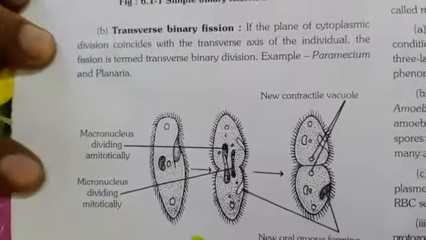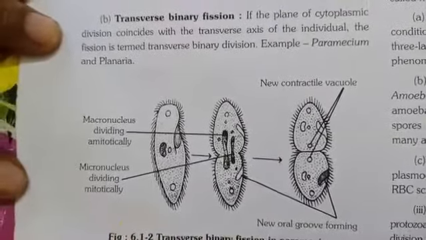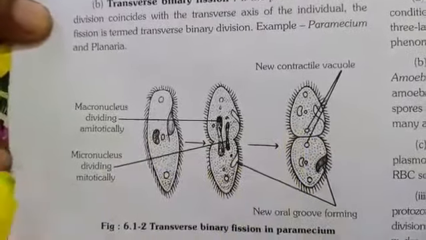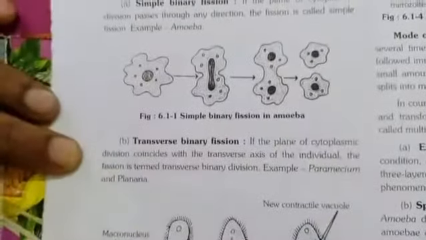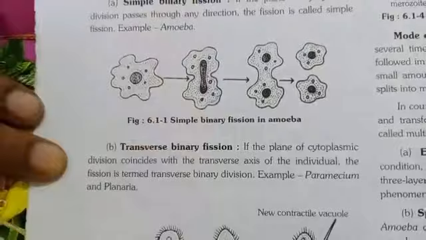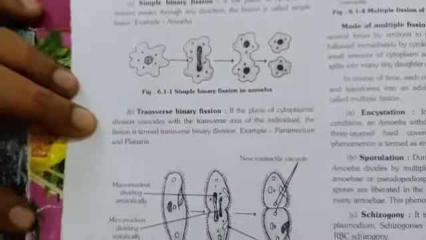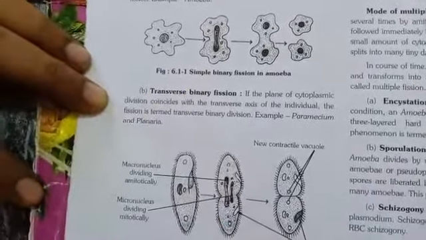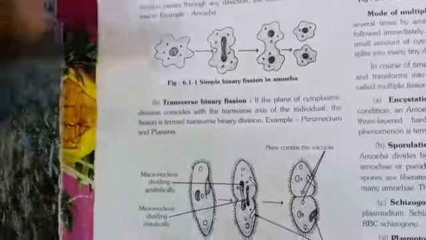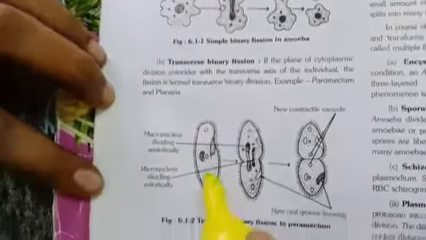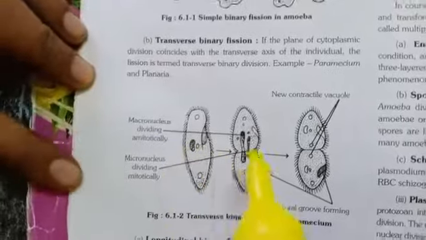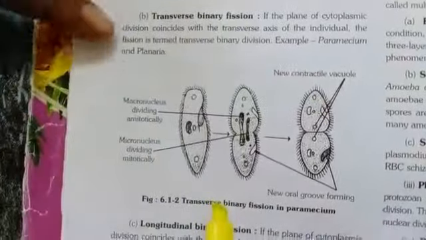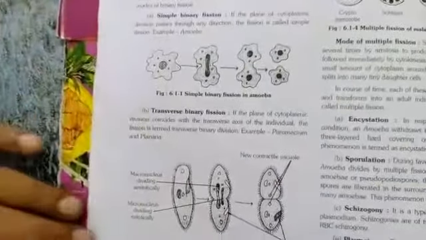Next one, transverse binary fission. Example, paramecium. See, it divides transversely and forms two daughter individuals. Here also it divides transversely. In which one? Simple binary fission. Then what is the difference between these two? Can you identify that? Simple binary fission is when the cytoplasmic division passes in any direction. But here, the cytoplasmic division passes transversely. That is called transverse binary fission. Now you would have understood both, simple binary fission and transverse binary fission.